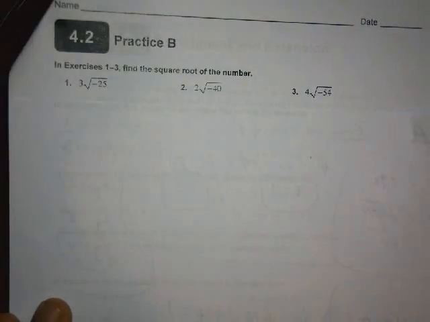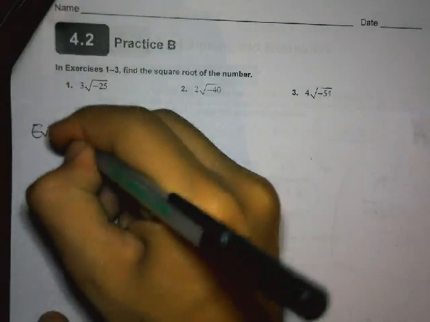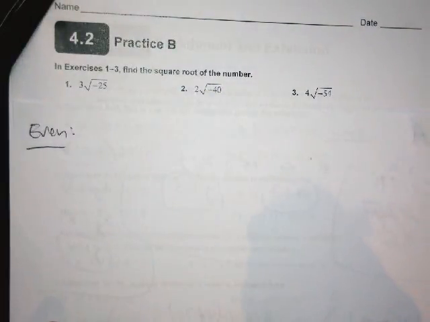Alright guys, this is section 4.2 homework, and we're going to be doing the evens on practice B.